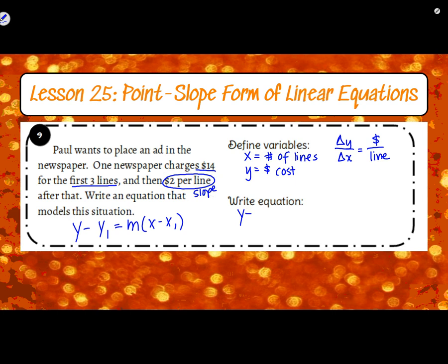Let's get our point. Let's see, x is the number of lines. So how many lines? First 3 lines, we'll say 3, because that's the number they give us. And then the cost is $14. So I've got the y part of my point now. y minus 14 equals, my slope is 2, times x minus, the x part of my point is 3. There's my equation.